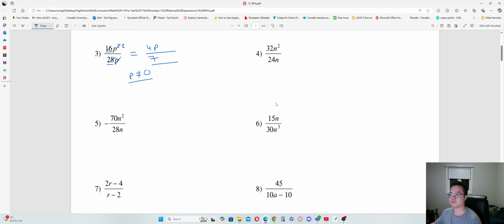Question 4, 32 over 24. I can see that I can divide by 8. So 32 divided by 8 gives me 4, and 24 divided by 8 gives me 3. N will cancel out because n with the power of 1 in the denominator is a lower degree than the numerator. So the n at the bottom cancels out, and the n on the top I will have is n to the power of 1. So that is my simplified answer, and my NPV is going to be n is not equal to 0.